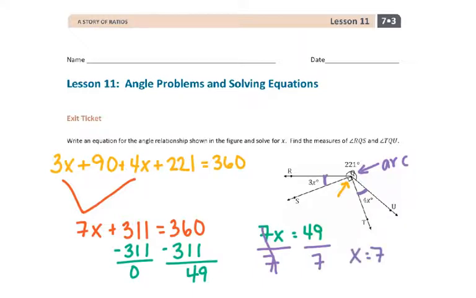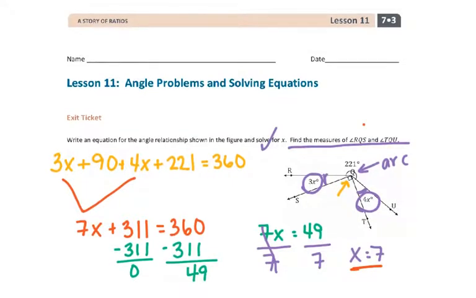Now, they asked us to solve for x, so we were able to do that. But they also asked us to find the measures of angle RQS and angle TQU. And those measurements, they tell us, are 3x degrees and 4x degrees. So we need to make sure that we go back into our problem and plug in that 7 that we just found for x so that we can solve for those missing angles.